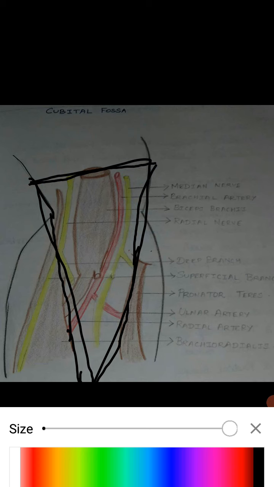Laterally it is formed by the brachioradialis, medially pronator teres. Base is the imaginary line joining the two epicondyles of the humerus, and apex is the point where brachioradialis and pronator teres meet.